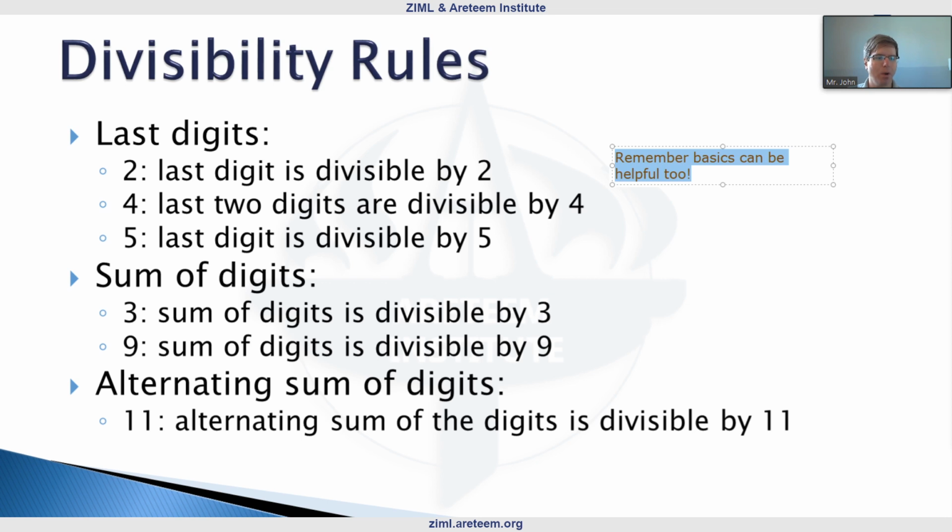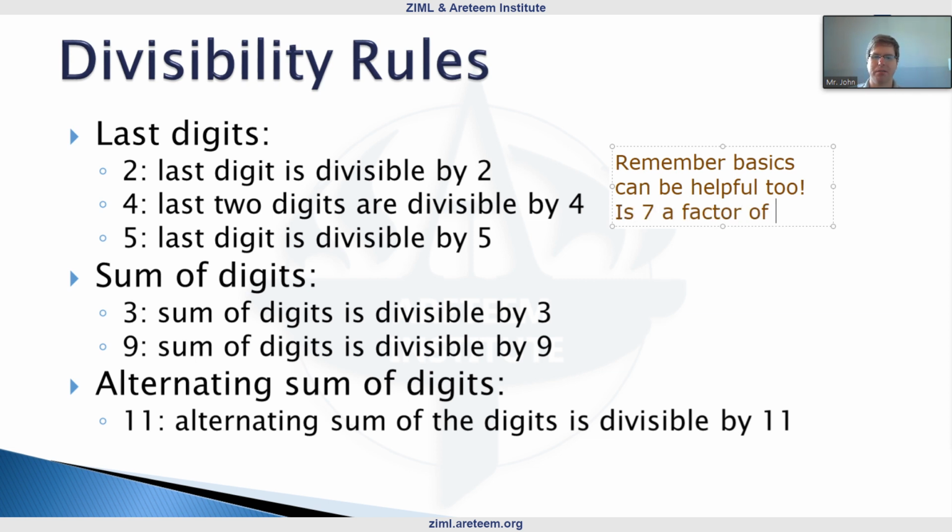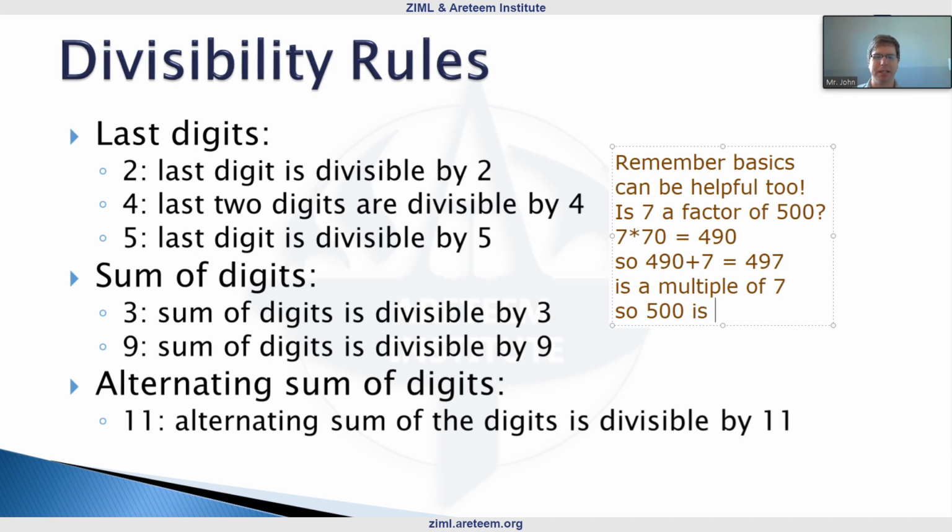So, for example here, what if we want to think about, is 500 divisible by 7? Is 7 a factor of 500? Well, what could we do that's close? Can anybody tell me what 7 times 70 is equal to? Well, 7 times 7 is 49, right? So this is 490. So 490 plus 7 is 497, which is a multiple of 7. So 500 is not, right? These are some things that are pretty helpful a lot of times when you're doing other numbers as well. So this is how you could think about stuff that way too.